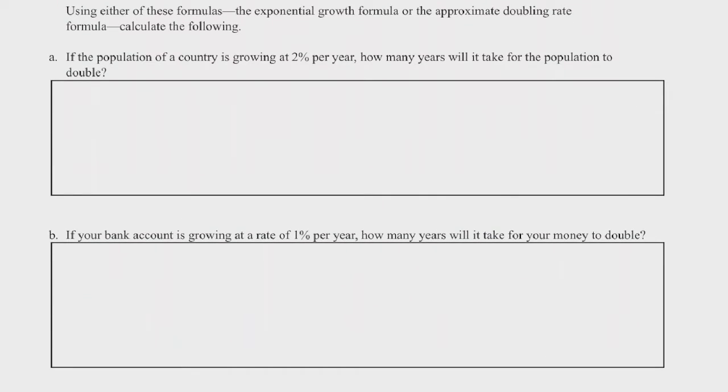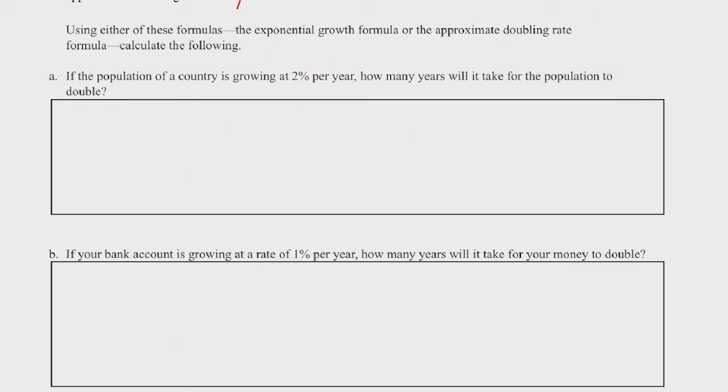If the population of a country is growing at 2% per year, how many years will it take for the population to double? So what this is saying up here is 70 divided by the percent increase per unit time, which is then equal to the approximate doubling time. So this would be 70 divided by 2%, which is equal to 35 years.